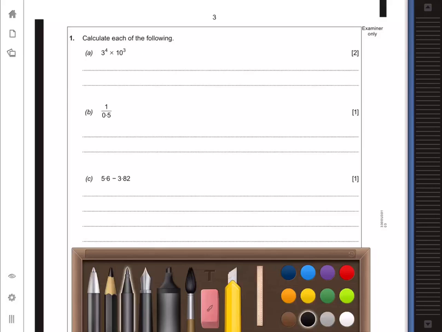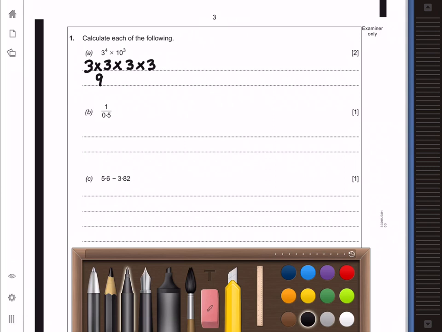Question 1. Calculate each of the following. Part A, 3 to the power of 4 times 10 to the power of 3. Well, we know that 3 to the power of 4 means 3 times 3 times 3 times 3. We need to work this out. Make it easy for yourself.